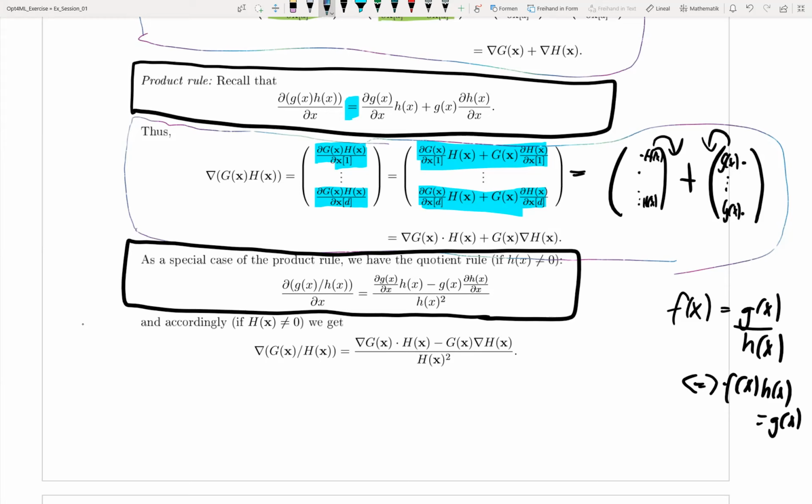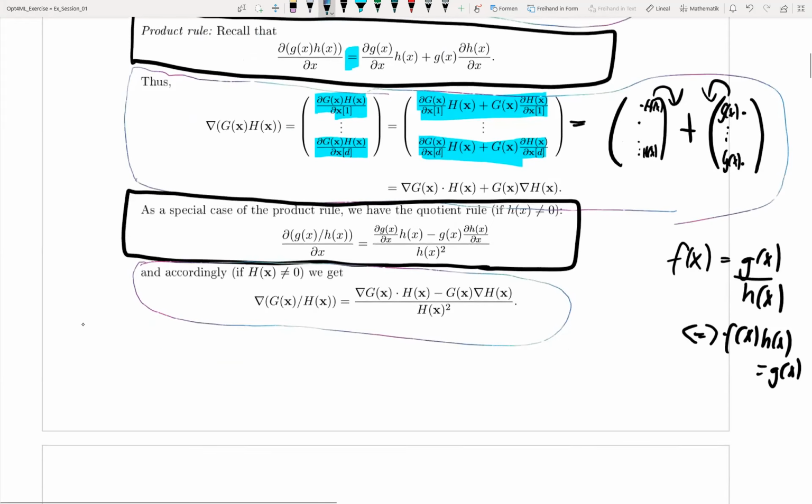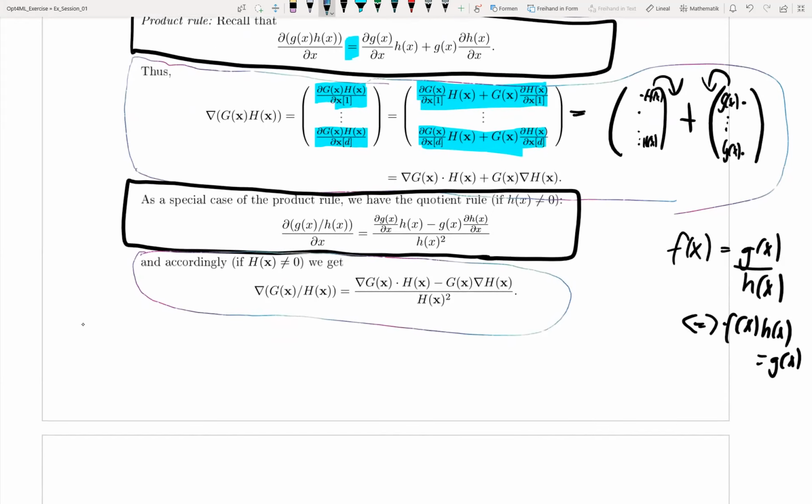Okay, and well, we can again do a similar consideration, but I think you trust me right now that this here is true, right?